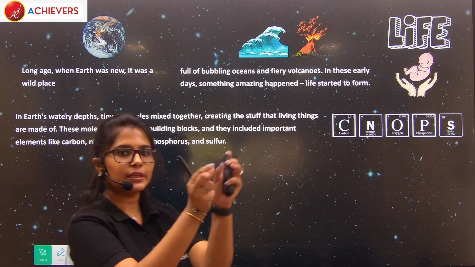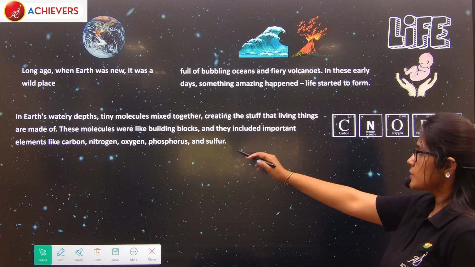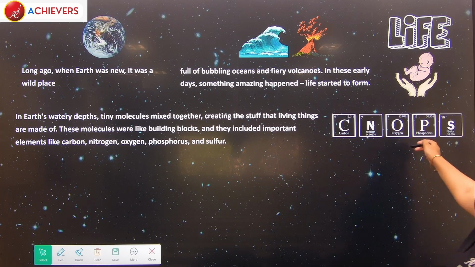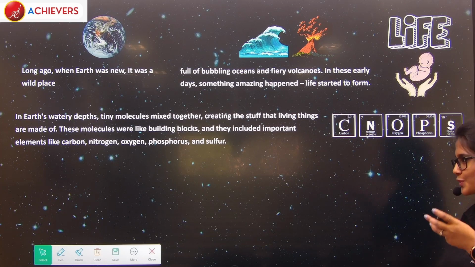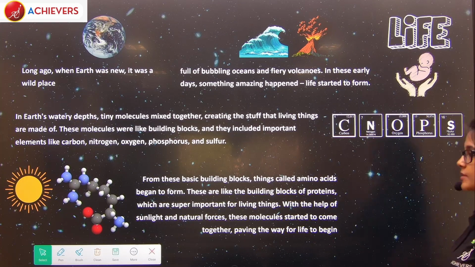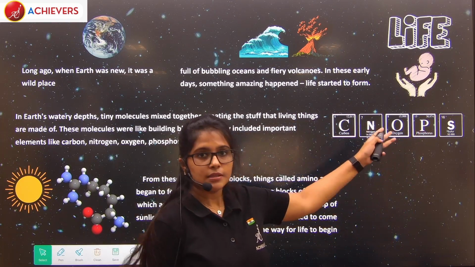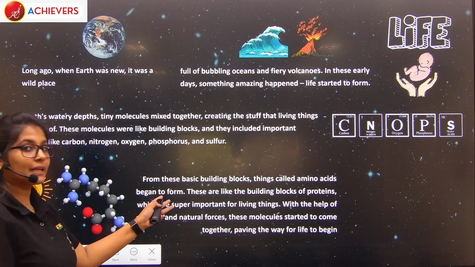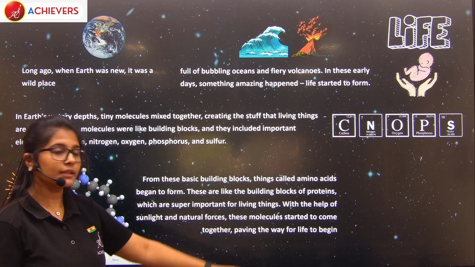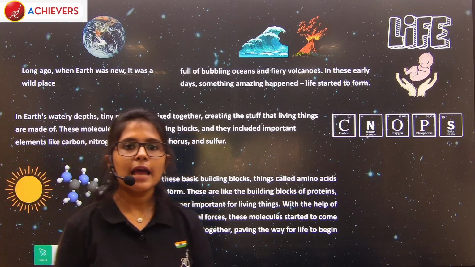These molecules were like building blocks. You know, we have heard about Lego bricks and we put them together to build a house. It's like that only. These molecules were like building blocks and they included important elements like carbon, nitrogen, oxygen, phosphorus and sulfur. So, from these basic building blocks, things called amino acids began to form. From these very simple elements, such big structures of amino acids began to form. These are like the building blocks of proteins, which are super important for living things. With the help of sunlight and natural forces, these molecules started to come together and the adventure began.